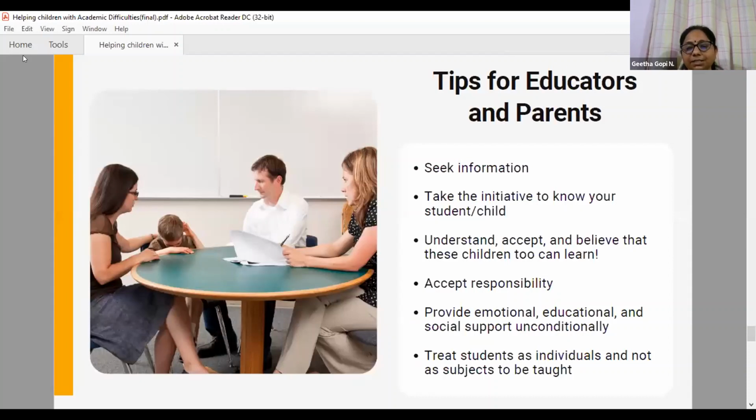Treat students as individuals. They also have their own rights and responsibilities, and treat them not just as subjects who need to be taught and trained, but as their own individuals. Give them a voice in your classroom.